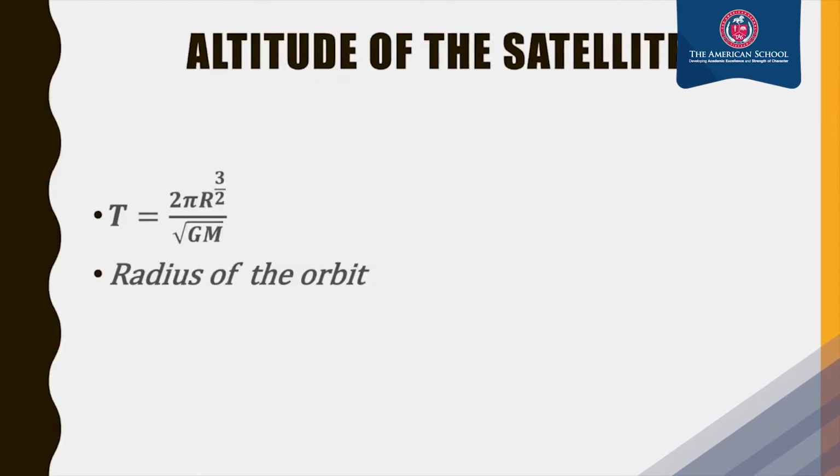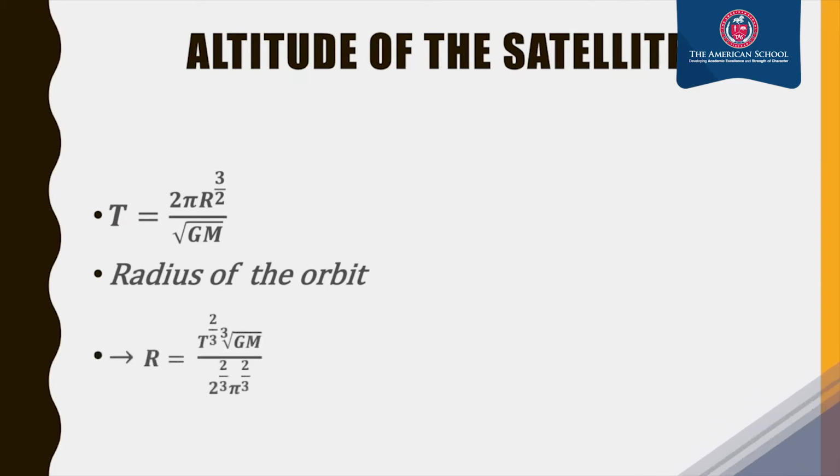We can find the orbital radius from the orbital period by moving the R to the left and the T to the right, like this. And as we all know, the Earth's radius is 6,071 kilometers, so if we subtract that number from the radius, voila!